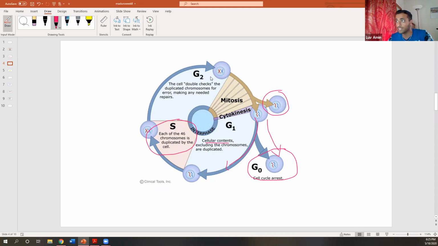Finally, the last phase before you go to mitosis is called growth 2, or G2. That's where the cell essentially double checks that it has everything and is good to go. If there are any repairs, they're made here. Then you jump into mitosis, and you go through PMAT: prophase, metaphase, anaphase, and telophase. Telophase is usually combined with cytokinesis when we talk about mitosis and meiosis. Essentially, this is the cell cycle, and it'll help us explain mitosis and meiosis further.